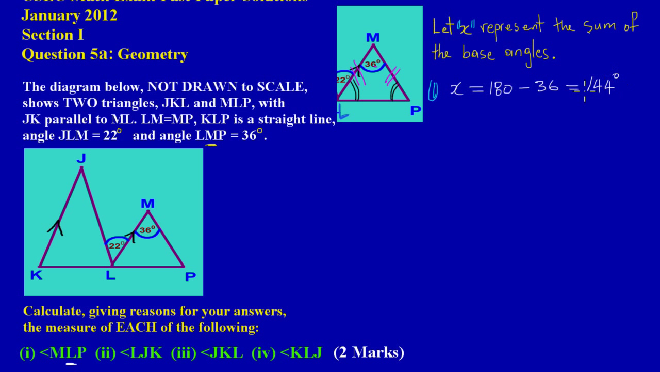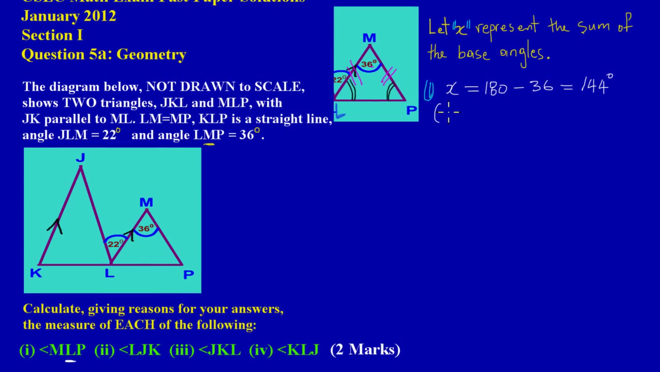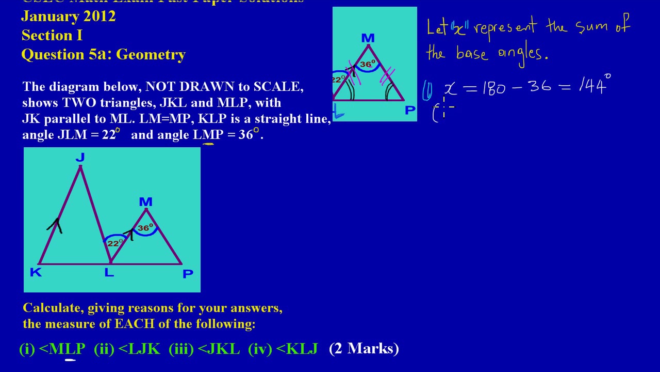144 degrees. Now we have to give our geometric reason, because for each geometric value that we calculate, we have to give a reason to back it up. So the reason is: angles in a triangle sum to 180 degrees, and I'm just going to pause the video and write that.